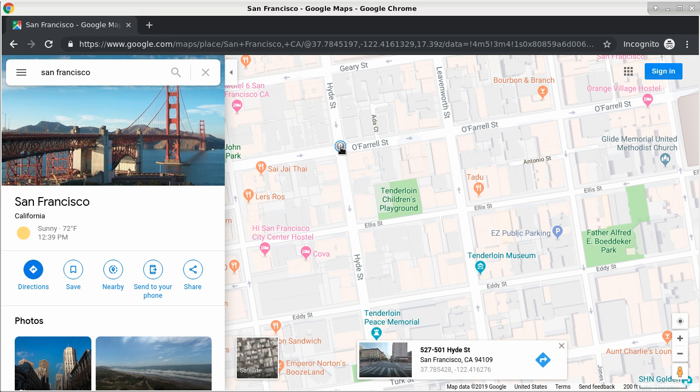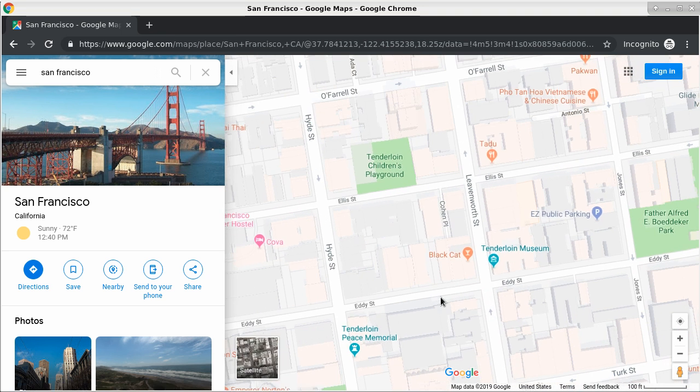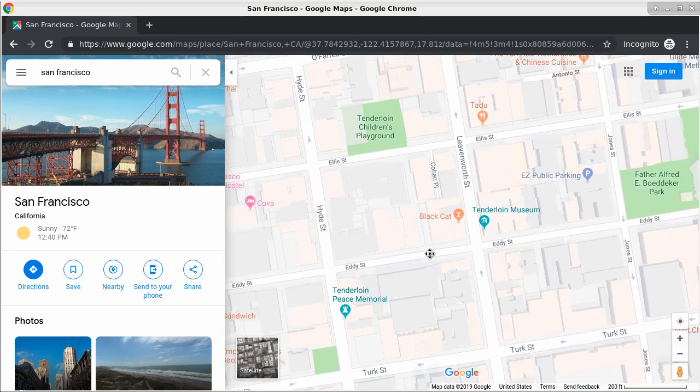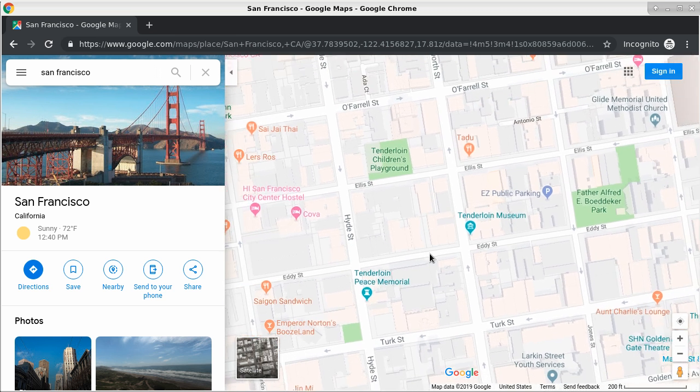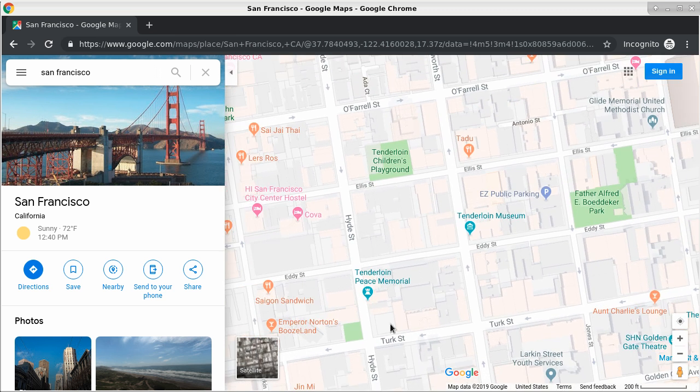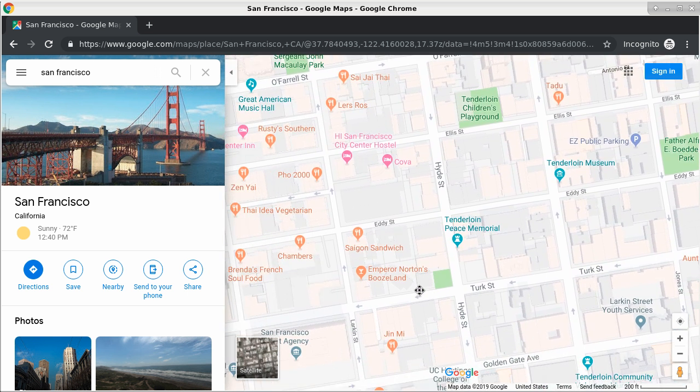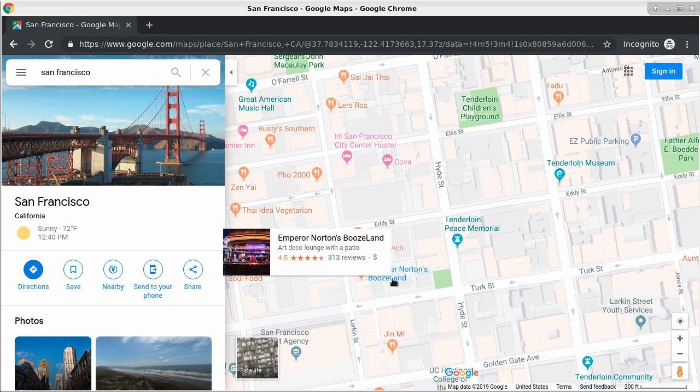Go to what? I can't see it. In the southwest. Southwest. Right by your cursor. Say again? It's right by your cursor. Right by my cursor. Oh, Boozland. I see. Well, it's got a lot of good rating, and not too expensive either.